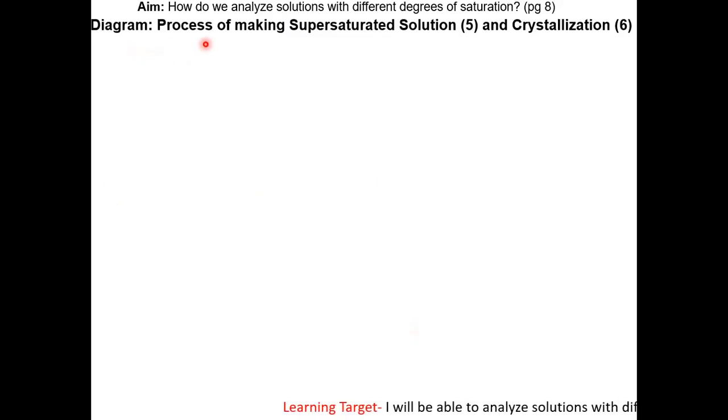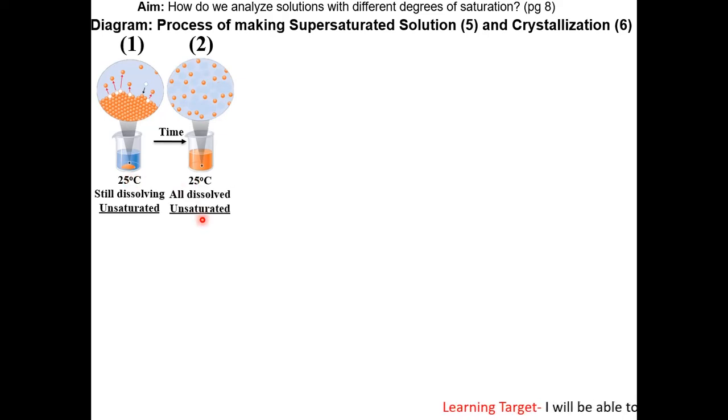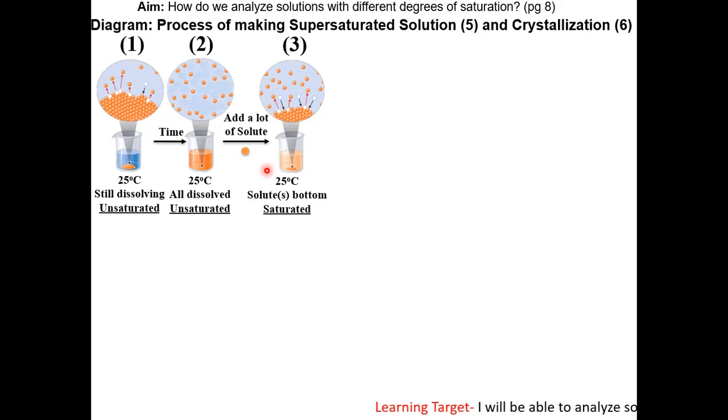Here's a diagram showing the process of making a supersaturated solution and crystallization. You first start by adding solute into a solvent, forming a solution. Over time, all the solute that you added would be dissolved, forming an unsaturated solution. Then, if you keep adding solute, you're eventually going to form a saturated solution because there's solute at the bottom of the solution. Notice from the diagram, the rate of dissolving and the rate of precipitating is the same.